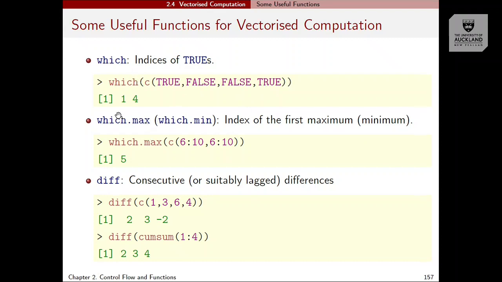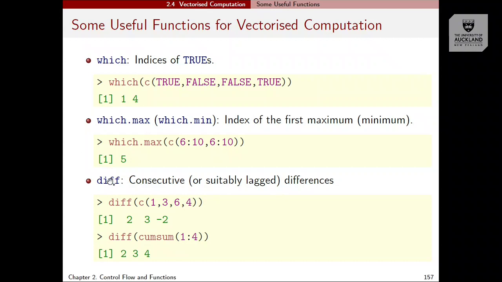The other ones are which.max and which.min. Instead of looking for a maximum and then doing a comparison to find where in the vector the maximum was, which.min and which.max will give you the index of the first maximum or minimum. If there are multiple, you won't get the other ones. You only get one. So this is useful if you just want to know the location of the maximum or the minimum. So in this case, the first 10 is in the fifth position, so you get the index of the first 10.